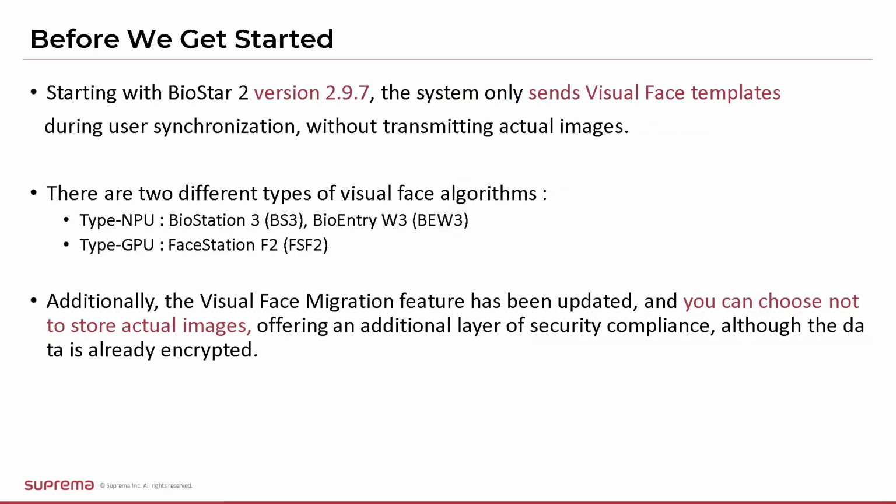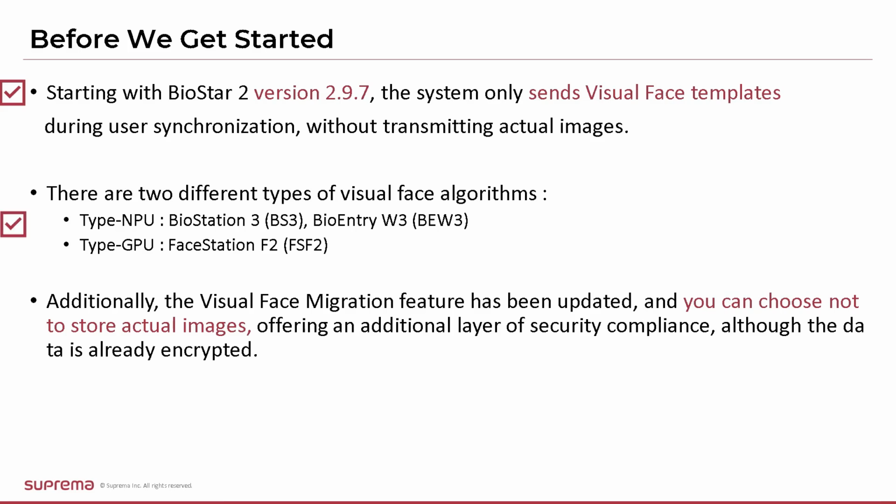Previously, user face management involved transmitting refined image data to devices, which was time-consuming for multiple users. Now, we only transmit visual face templates, significantly reducing data size and enhancing security with BioStar 2 version 2.9.7. This change means only templates, not images, are stored on devices. However, we've implemented a visual face migration function due to the different algorithms used by FSF2, BS3, and BEW3. This converts stored images into suitable templates for each model.